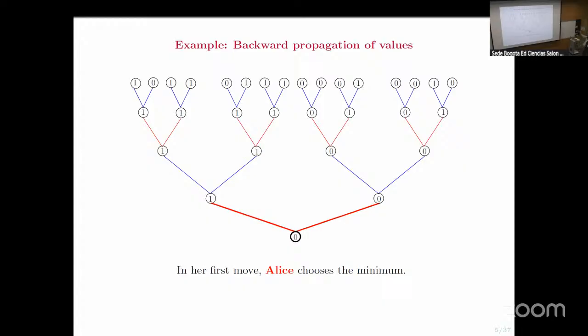So for this assignment, what I get at the root is a 0. That means that Alice is going to have a winning strategy. That means that regardless of what Bob does in the game, if she plays optimally, she's going to win. She can guarantee it.